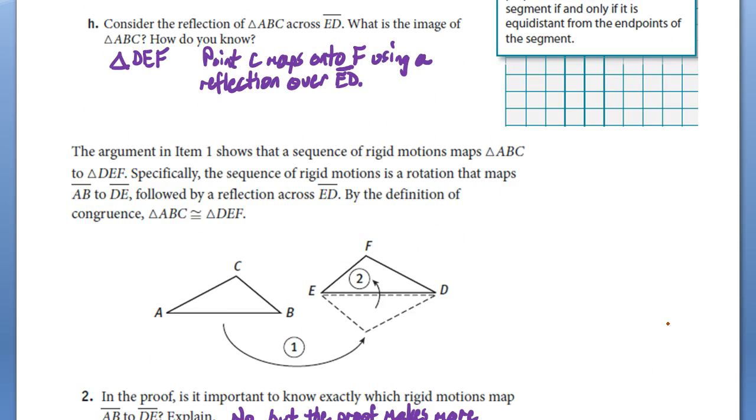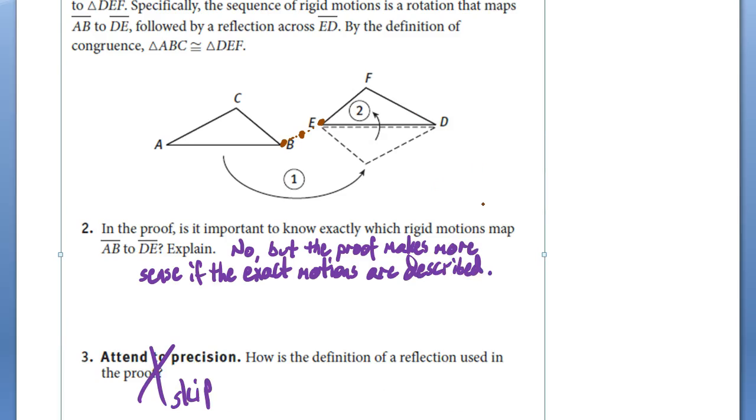This argument in item 1 shows that a sequence of rigid motions maps triangle ABC to triangle DEF. Specifically, the sequence of motions is a rotation, right? We talked about that. Locate the center of the rotation exactly in the middle between those two dots, that corner and that corner, and then rotate it 180 degrees. Once you have the triangle here, you can then reflect it over ED, and it would line up perfectly on triangle DEF. So by definition, those triangles are congruent.